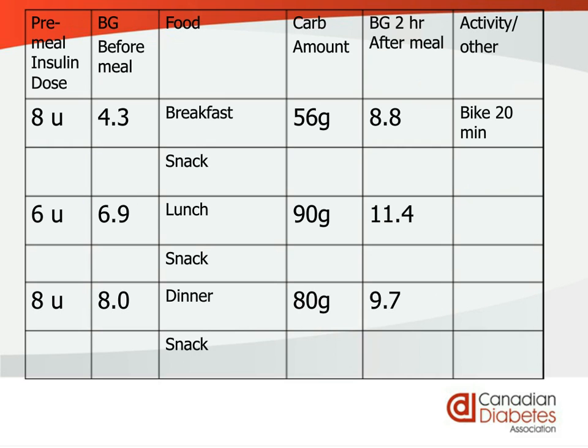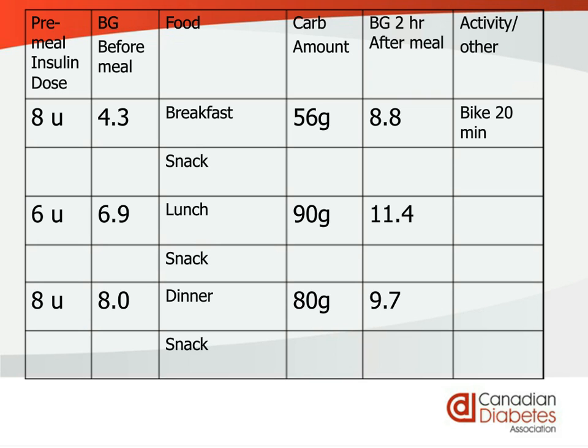So if we look at breakfast, the blood sugar before the meal was 4.3. 2 hours after is 8.8. So before the meal, we're looking for about 4 to 7. 2 hours after the meal, we're looking for 5 to 10. Again, that will vary based on your own targets. So this meal looks pretty good. Looks like it worked out pretty well, this insulin to carb ratio. But the patient in this example went biking, so we're not sure if it was the insulin to carb ratio that made sure the blood sugar was in target after, or if it was the activity. So unfortunately, we can't use that one.